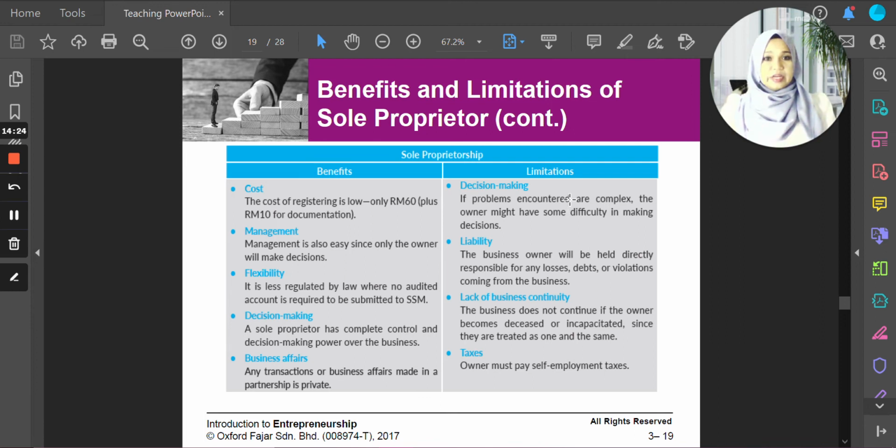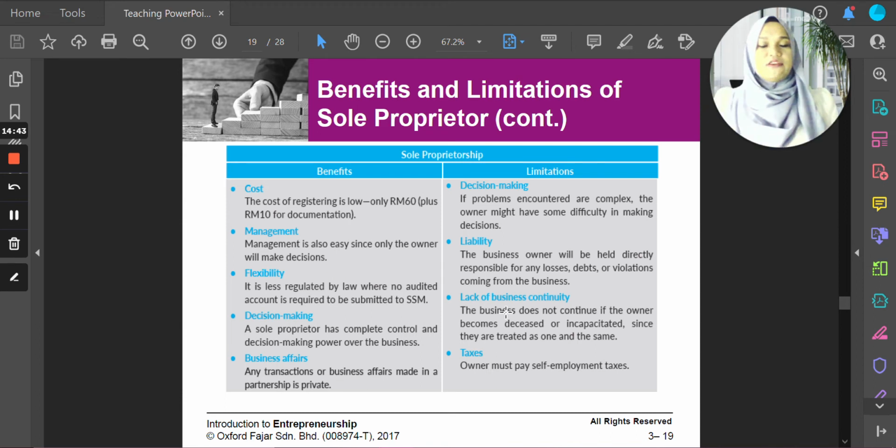But a sole proprietor is alone. So most of the time, he or she needs to make the decision alone based on whatever he or she knows. Like liability, which I told you just now can go up to the personal assets, and then lack of business continuity. This is another one.